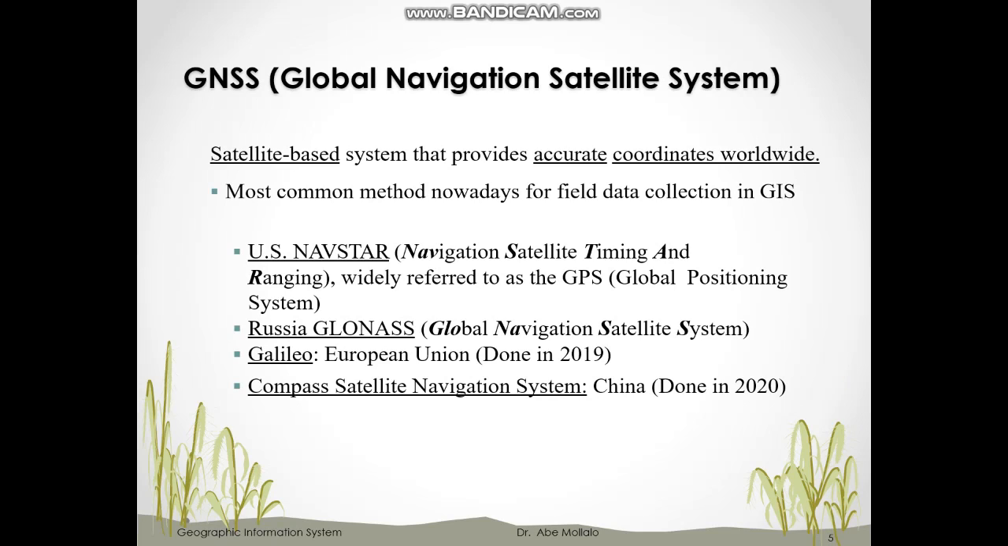The most important GNSS is called US NAVSTAR, or Navigation Satellite Timing and Ranging, which is the GPS we actually refer to. The second GNSS is Russian GLONASS, which stands for Global Navigation Satellite System. The next GNSS, which recently completed, is Galileo by European Union, and finally the COMPASS Satellite Navigation System by China, and is expected to be completed by 2020. So these are GNSS, which means using satellite system that can provide accurate locations for positioning. So GPS is part of GNSS, and GNSS includes GPS, Galileo, GLONASS, and COMPASS.